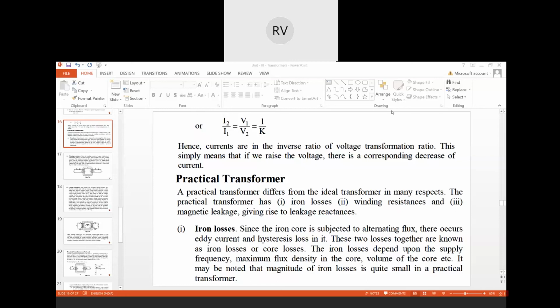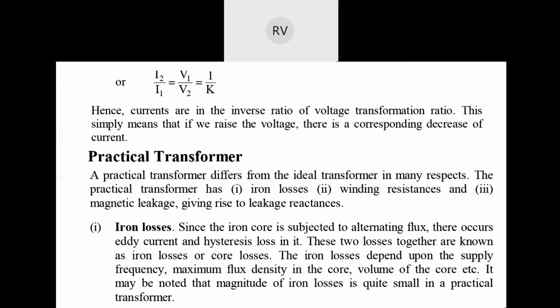The ideal transformer and its phasor diagrams, all those things we have seen. Now we'll be seeing a practical transformer, which is nothing but the transformer you will see in general. Whatever transformers we see on a general basis are called practical transformers. These practical transformers differ from the ideal transformers in many aspects.